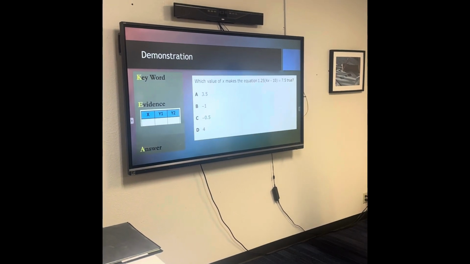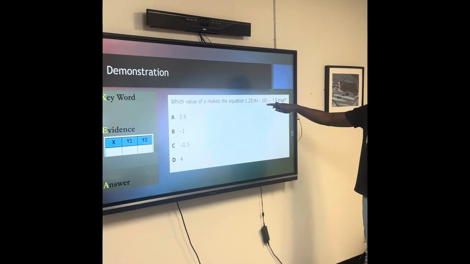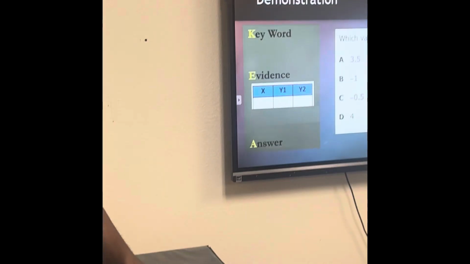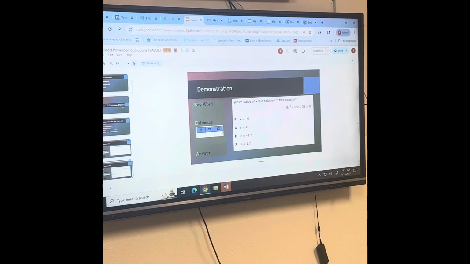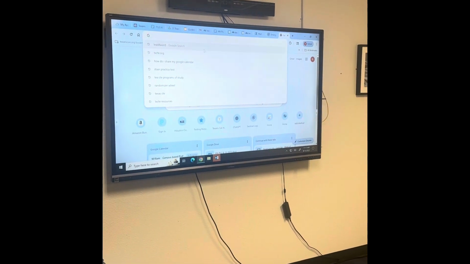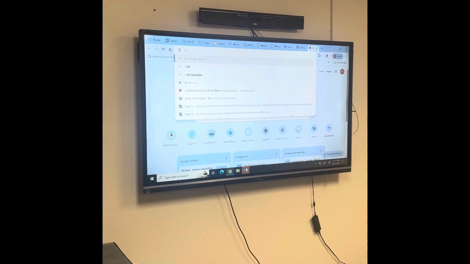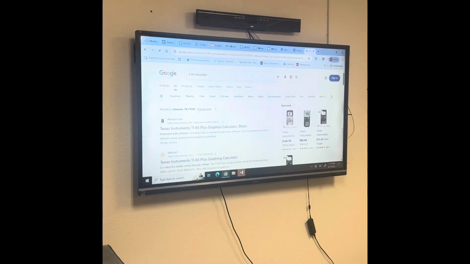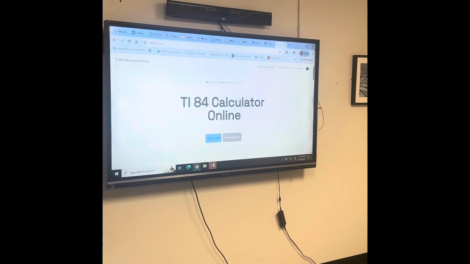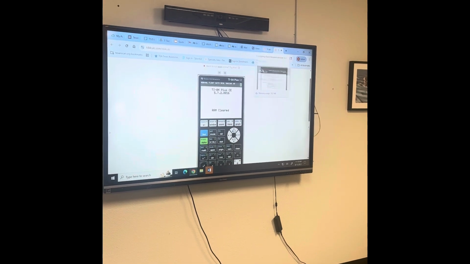Demonstration, we're gonna do it. Now see, we have the equal sign. So in y1 of the calculator, pull the calculator up. Show you the whole run through. This is how I have it in my room. TI-84 calculator. And I find the online one. And I start it. And then I split the screen.